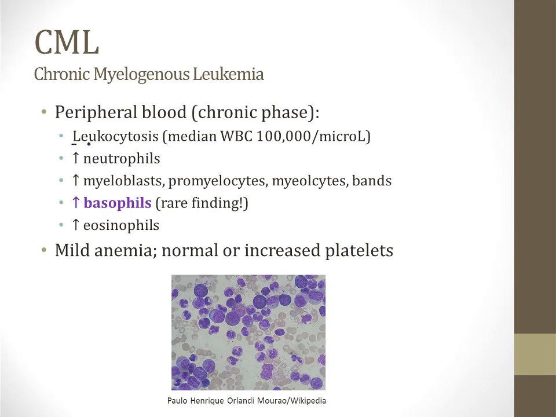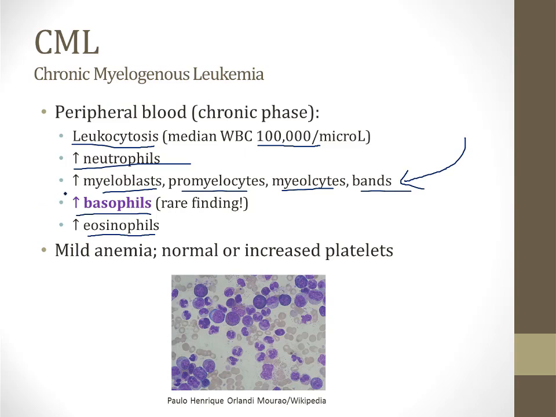First of all, there will be a leukocytosis. A normal white blood cell count is about 10,000, and the median white blood cell count in patients with CML is about 100,000. Importantly, you will see an increase in all cell types that are granulocytes. So you will see an increased number of neutrophils, basophils, and eosinophils. Recall that neutrophils develop through a number of stages, including myeloblasts and promyelocytes and myelocytes and metamyelocytes and bands. You will see an increase in all of these forms as well as an increase in mature neutrophils.